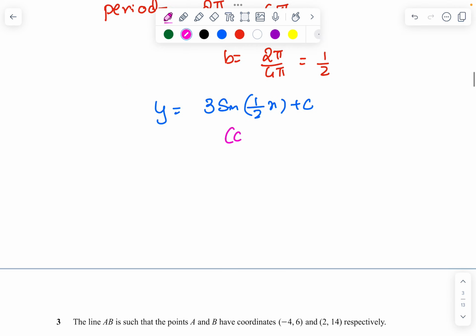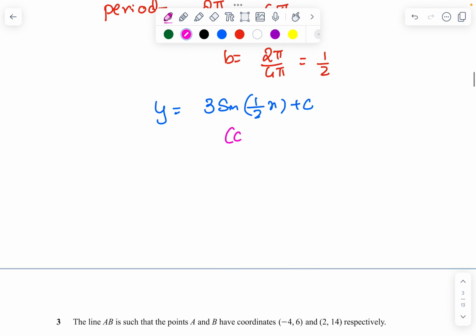Question number 3. The line AB is such that A has the coordinates of (minus 4, 6) and B has the coordinates of (2, 14). Point C with (7, a) lies on the perpendicular bisector of AB. So this is a midpoint M. Point C lies on the perpendicular bisector. Perpendicular bisector means it passes through the midpoint and is perpendicular.